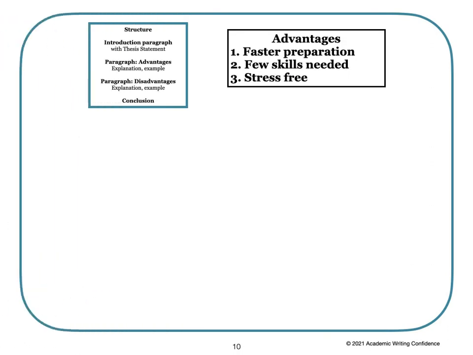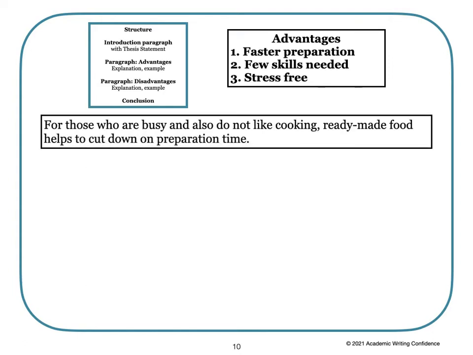Now we can begin writing our body paragraphs. In this paragraph about advantages, our first idea was faster preparation. So we'll begin our paragraph with a sentence talking about that idea. For those who are busy and also do not like cooking, ready-made food helps to cut down on preparation time. Now, you could have written a sentence that uses the words faster preparation, but the idea is the same with the words to cut down on.